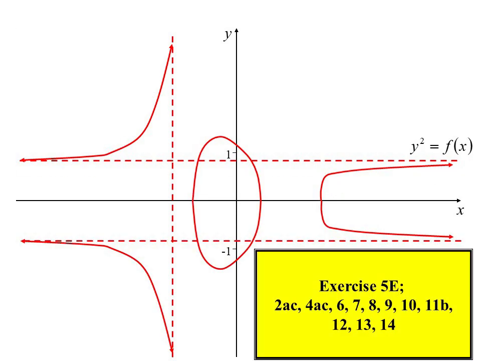If I wanted y squared instead, then I would reflect it. And that now really highlights how dodgy that one was. But anyway, okay. So 5e, let's play around with these sorts of graphs.